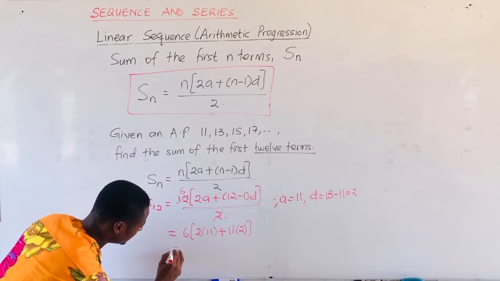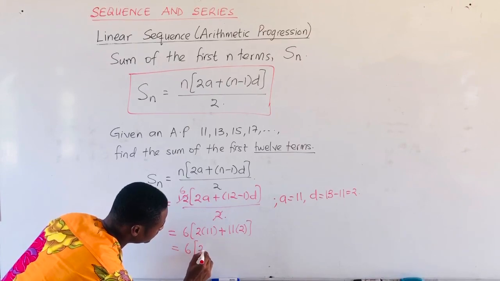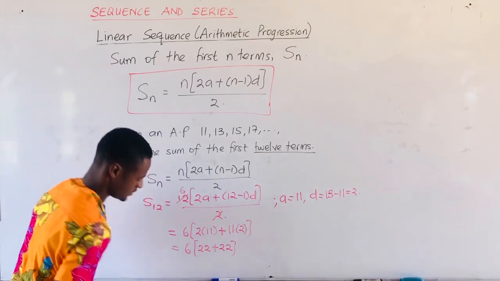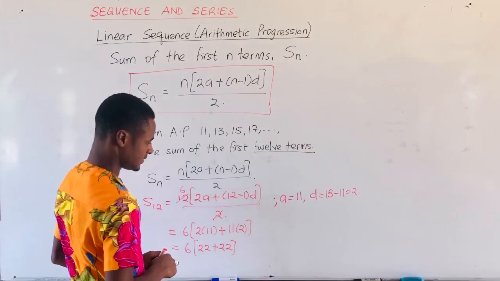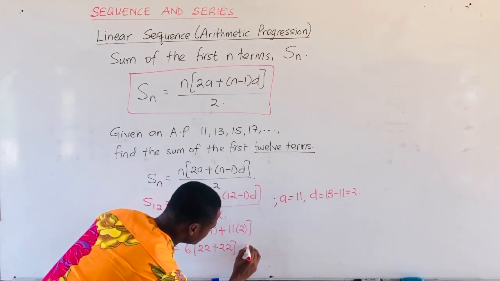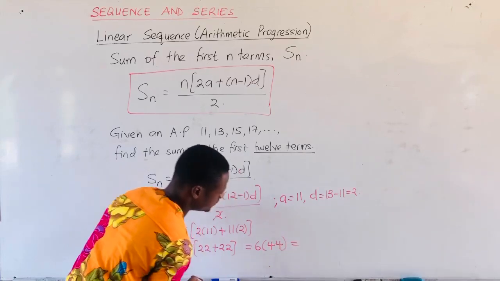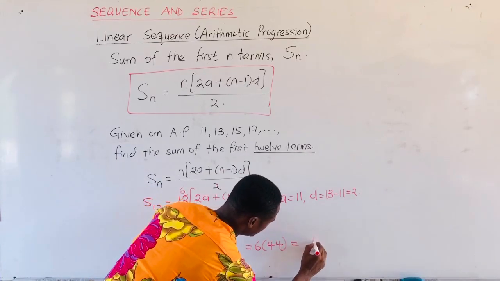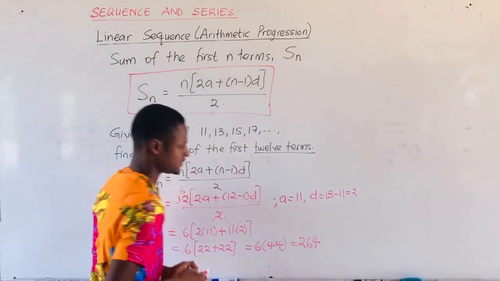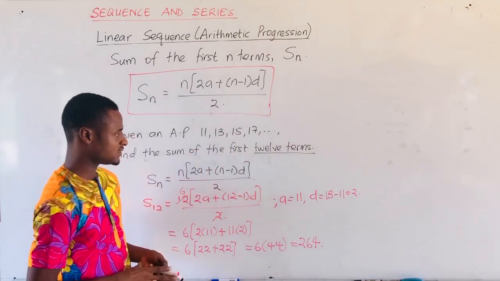So our S12 is going to be 6, then in bracket 2a plus (12 minus 1) which is 11d. And that will give us 6 in brackets, we will have 22 plus 22, which will give us 6 times 44. So that will give us 6 times 44, which will give us 6 times 4 is 24, remainder 2, 6 times 4 is 24, 26. So that is the sum of the first 12 terms of this sequence.